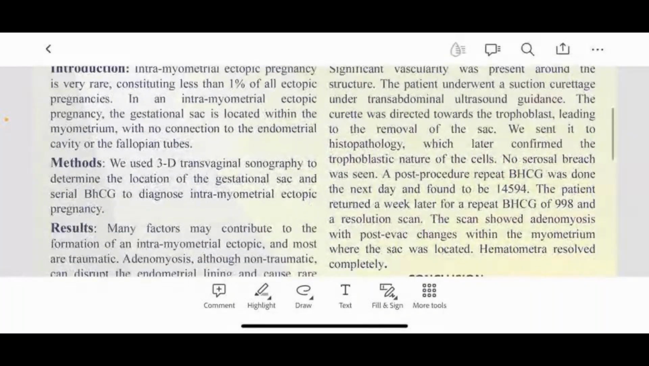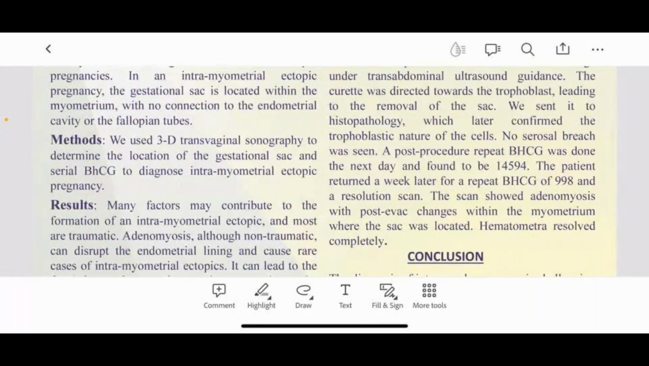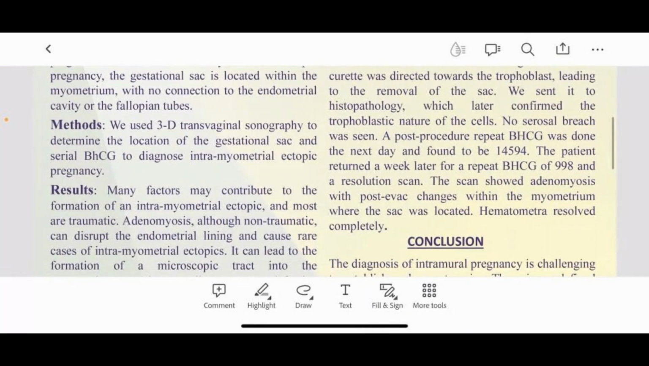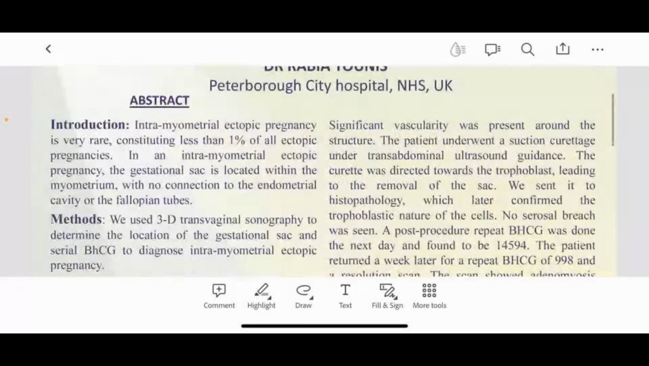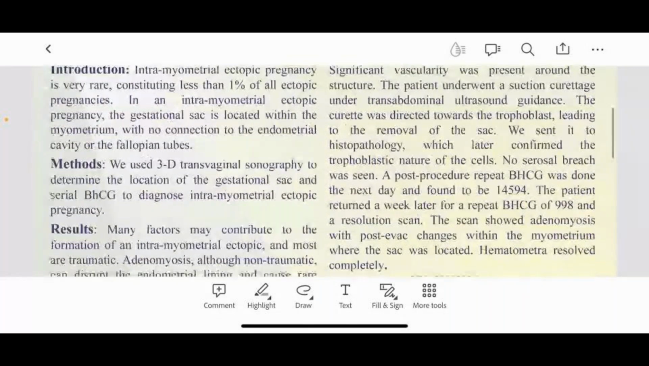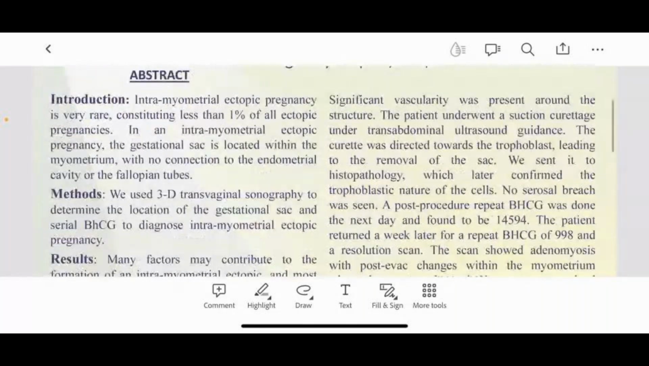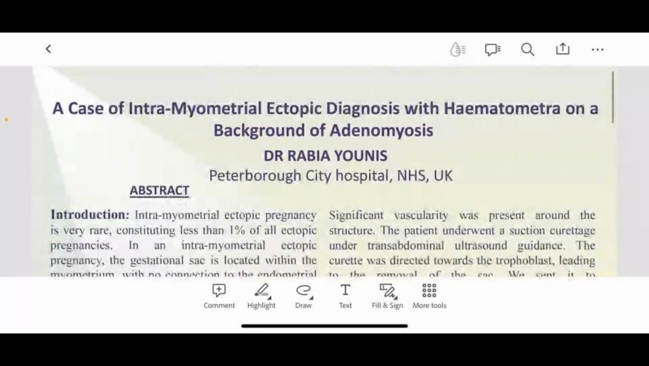The scan showed adenomyosis with post-evacuation changes within the myometrium where the sac was located. Hematometra was resolved completely. So as you can see, this is one of the cases among the ectopic pregnancies. It constitutes less than 1% of pregnancies. So we made the diagnosis combining both the beta HCG and the scanning result, and it fits the clear picture of exact diagnosis. The only exception for this patient is that she had a diagnosis of adenomyosis in the background.